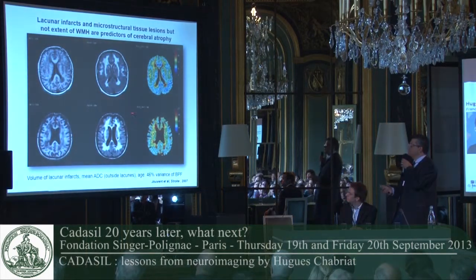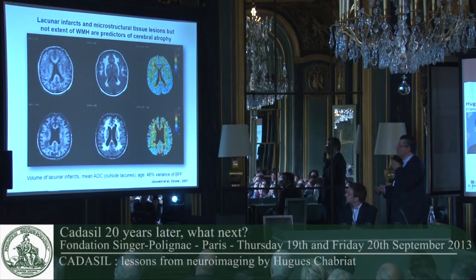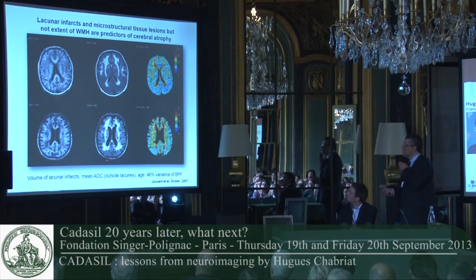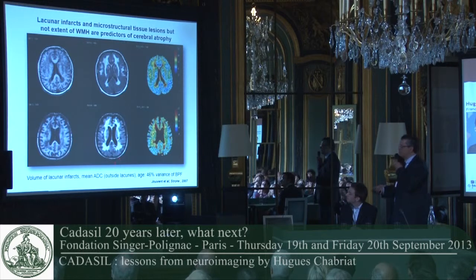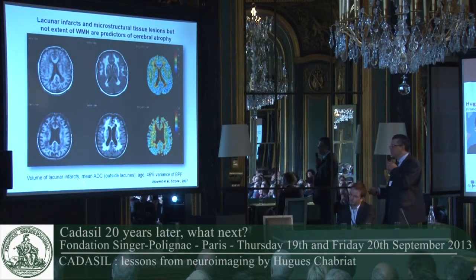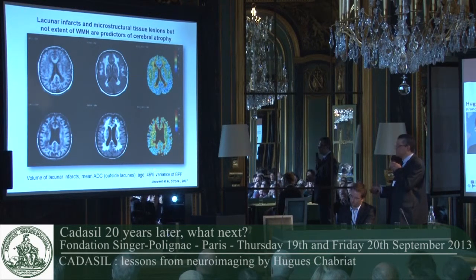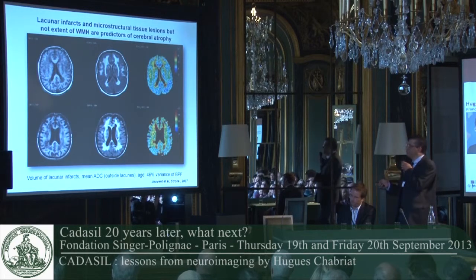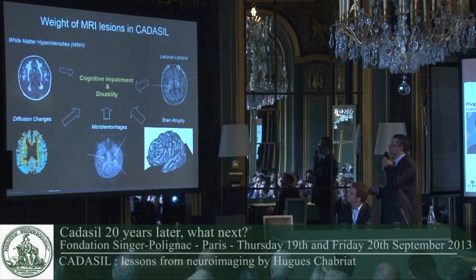You can see here a study that we performed with Eric Jouvin from our group, trying to link the amount of lacunar infarctions and the brain volume. Clearly, you can see here the same amount of white matter lesions, but here lacunar infarctions and here no lacunar infarctions. We showed that the volume of lacunar infarctions, with the mean of diffusion and age, was explaining 46% of the variance of the brain volume in CADASIL patients.